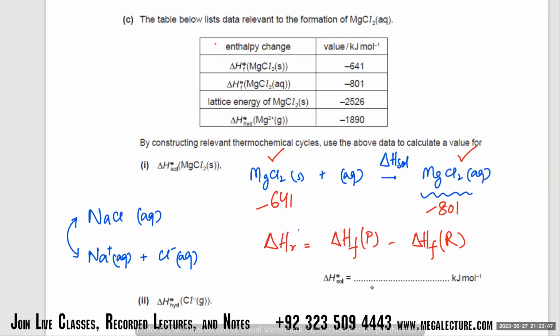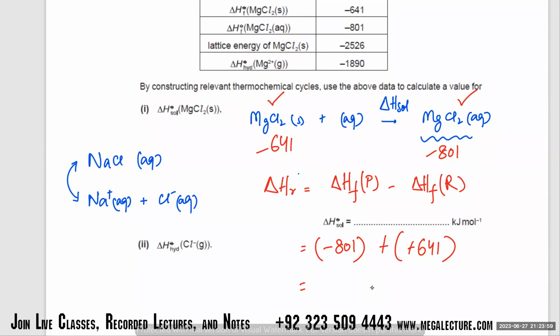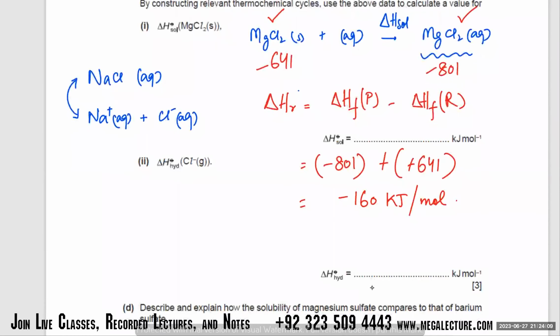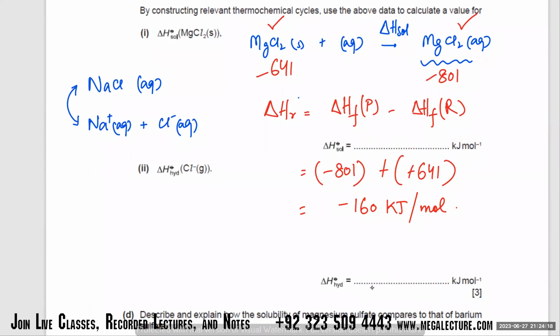So all you have to do over here is that it's minus 801, that's your product, minus your reactant, that's minus 641. This minus minus will become plus. So what do you get? Minus 160. So we're getting minus 160, okay, kilojoules per mole. So we got this. Now in the next part, he is asking us to figure out the enthalpy change of hydration of Cl ions.